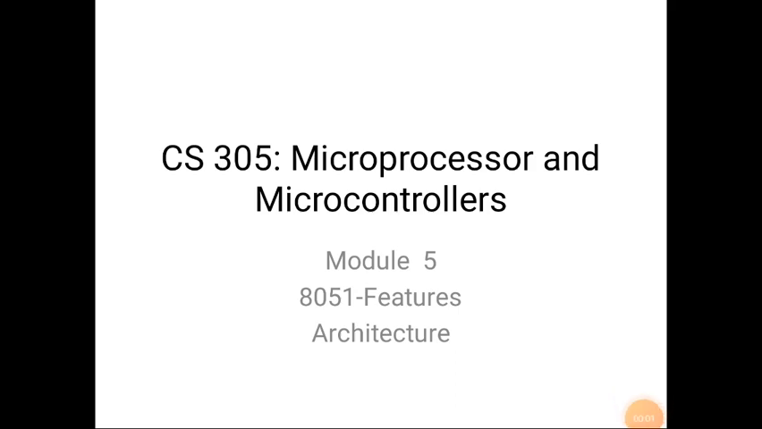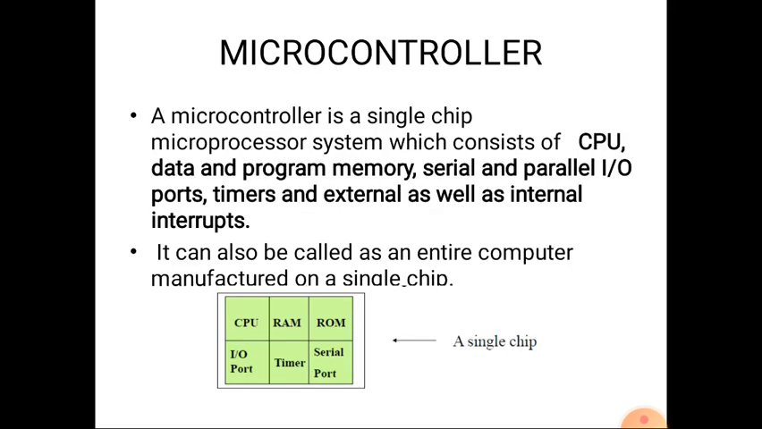Today we are going to discuss the 8051 microcontroller features and its architecture. Already we know what a microcontroller is. A microcontroller is a single chip microprocessor system which consists of CPU, data and program memory, serial and parallel IO ports, timers and external as well as internal interrupts.